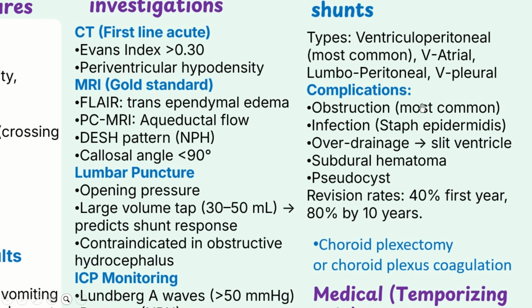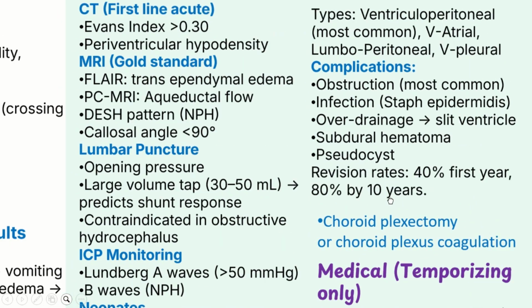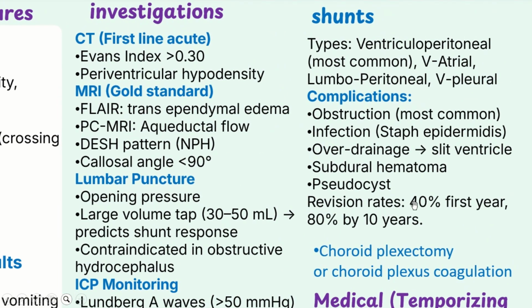We can have obstruction occurring. We can have infections ascending, especially Staph epidermidis. It's important to remember. Then overdrainage can lead to slit ventricle. We can have subdural hematoma. Then you can have craniosynostosis developing. So most of the time these shunts are revised. 40% are revised in the first year and 80% are revised by 10 years. So the failure rate is also a bit high.